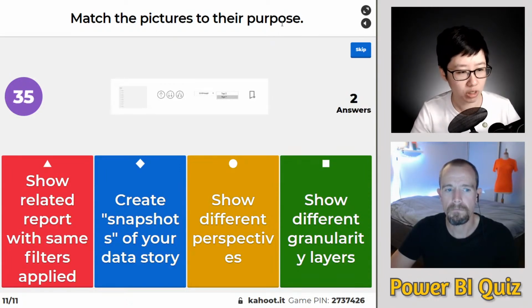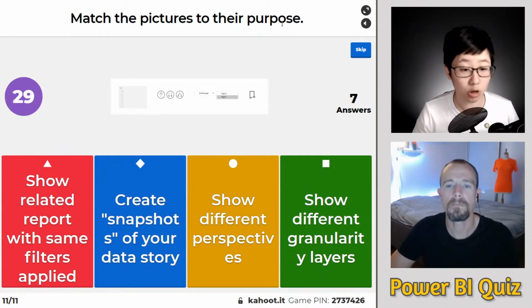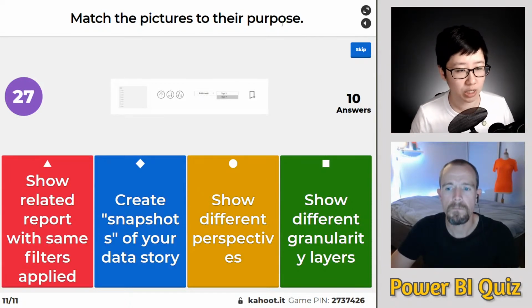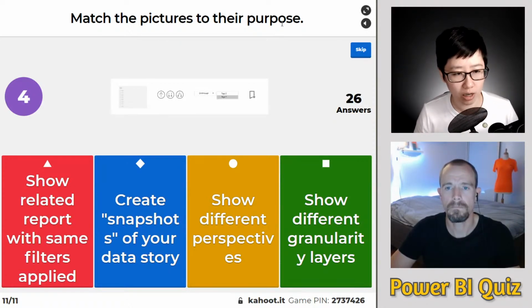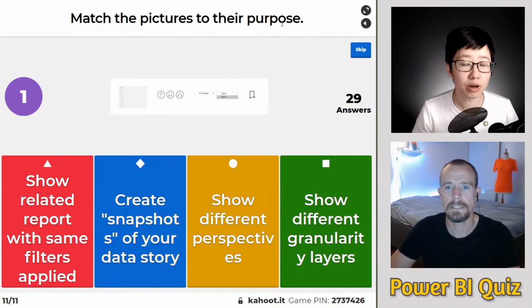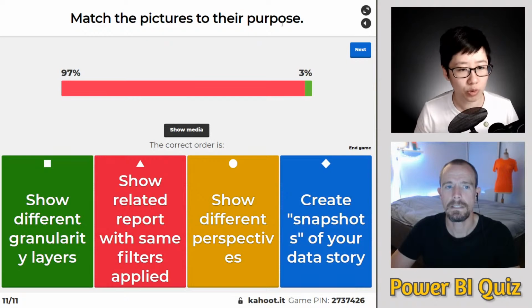Do they show the related report with the same filters applied, create snapshots of your data story, show different perspectives, or show different granularity layers? You would need to match the pictures to their purpose. I know the first one on the left is a little bit faint. That's actually the slicer, followed by the drill up and down buttons, followed by the drill through, and then the bookmark. Each of them plays a very different part, but I think they work very well together whenever you are exploring your data, looking for some stories, and after you have gotten your stories, I think it's very helpful when you're presenting in your meeting.